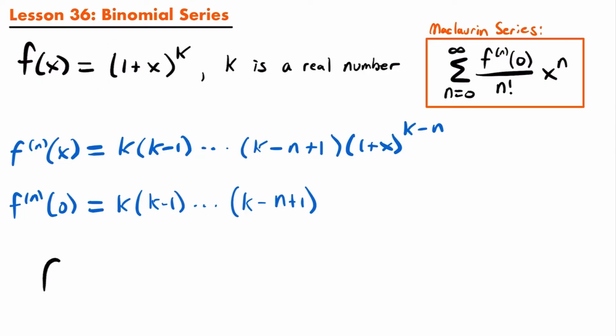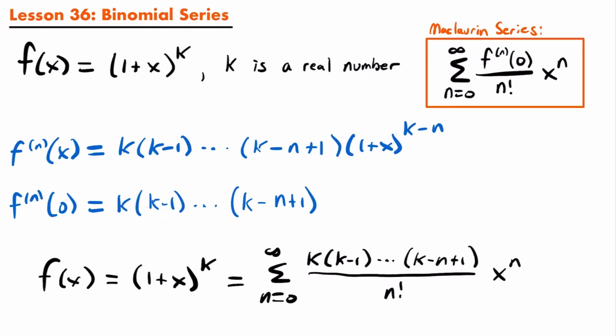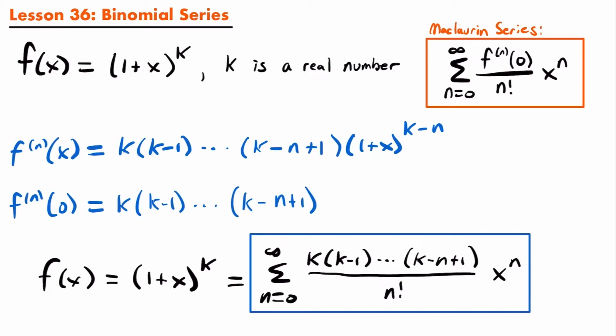So what we'll have is that f of x is equal to (1 plus x) to the power of k, which will be equal to the sum from n equals 0 to infinity of the nth derivative evaluated at 0, which is k times (k minus 1), multiplied up until (k minus n plus 1), and that will be divided by n factorial, and then we multiply by x to the power of n. What we just found right here is the binomial series. This is the Maclaurin series that represents this function, and we call it the binomial series.